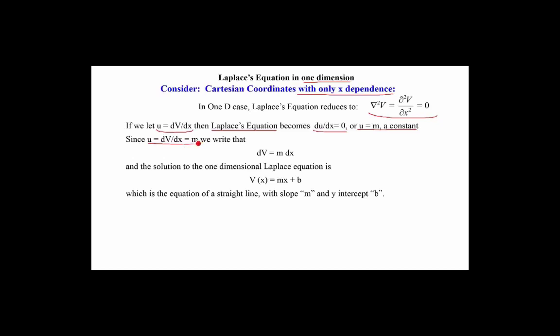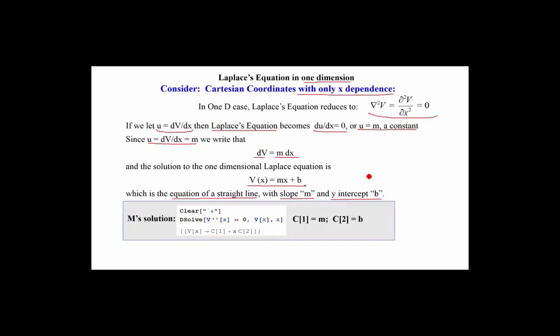Now we have m equal to the first derivative, so we can rewrite that as dv equals m dx. And the solution to that one-dimensional equation is just a linear equation, mx plus b. That's the equation of a straight line. The slope is little m, and b is the intercept.